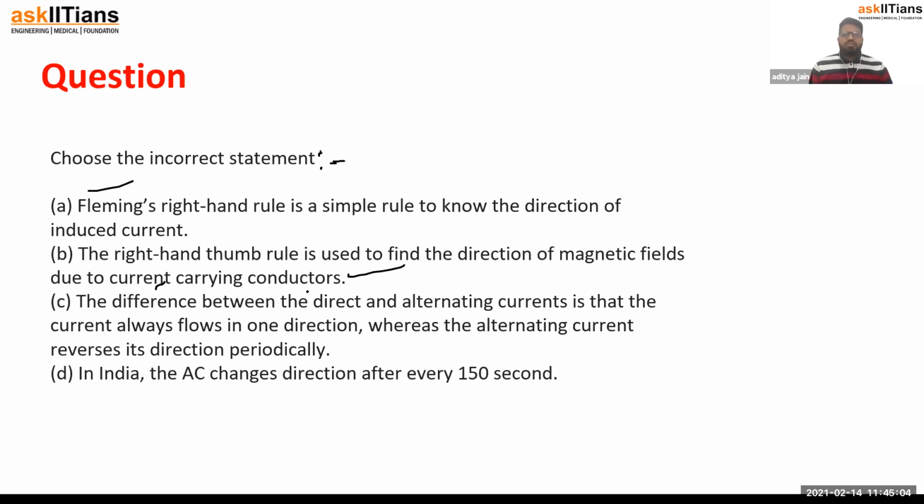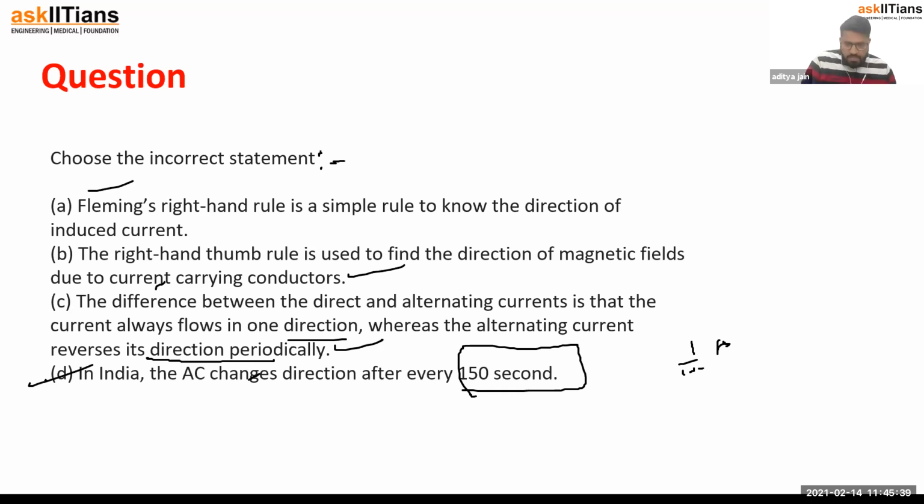It is used to find the direction of magnetic field. Option C, the difference between direct and alternating current is that direct current always flows in one direction, whereas alternating current reverses its direction periodically. That is also true. Option D, in India, the AC changes direction after every 150 seconds. No, it is actually changing direction after every 100th of a second. So this is wrong. That's why the frequency is 50 hertz.